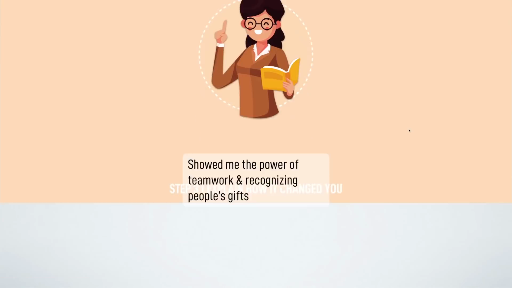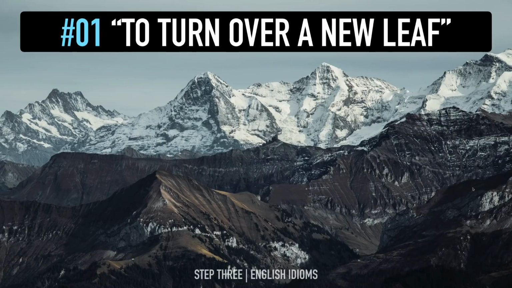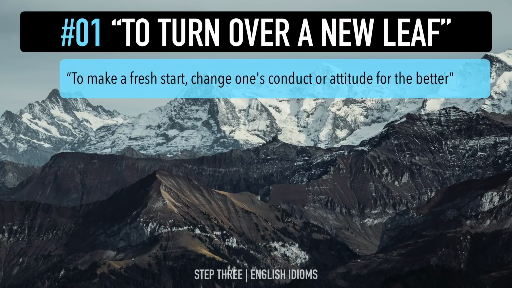So now what about some idioms I can use to talk about the event and what I learned and that you can use as well? Here we go. Useful idioms: to turn over a new leaf, to take shape, and to have a change of heart. So to turn over a new leaf means to make a fresh start, to change one's conduct or attitude for the better. Remember, I told you after the event, I realized the power of teamwork and working together.